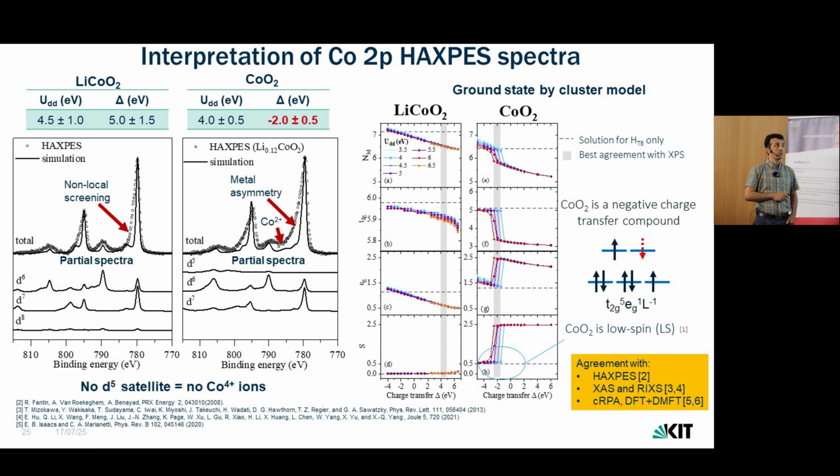But how does it work? Let's look at more parameters here. This is the UDD value, and here we report the delta value that fits with our XPS data. And the green line here is only the best fitting parameters.